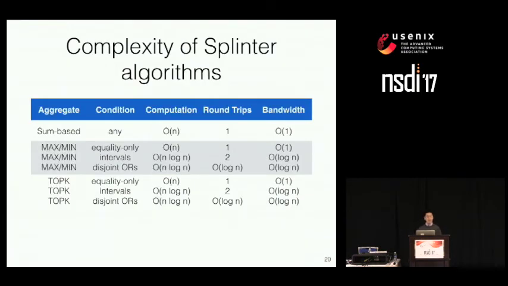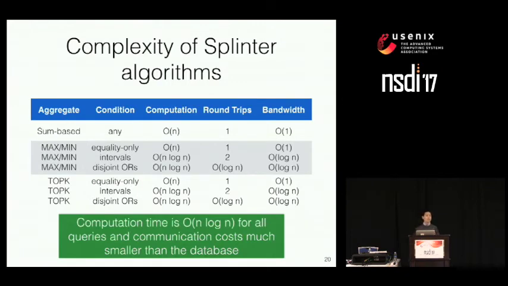So here's a table of the complexities for the algorithms described in the last slide, and n represents the number of database records. So some important things to note is that most queries can be done in 1 to 2 network round trips, and the computation time is at most O(n log n) for all queries, and communication costs are much smaller than the size of the database. We'll show in the evaluation how these translate into actual performance numbers.